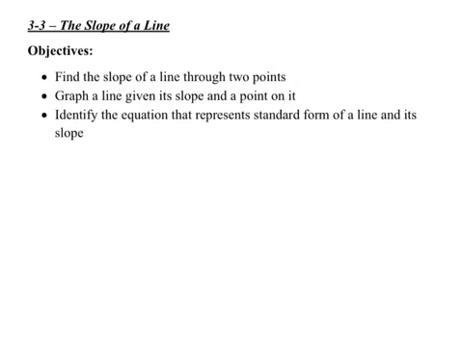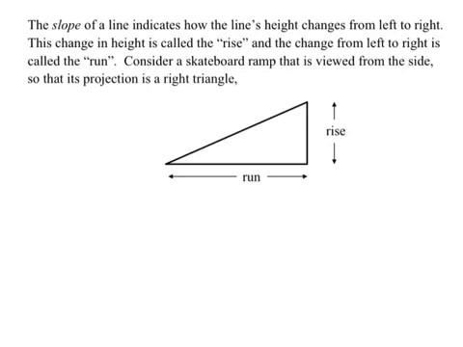Section 3.3 is the slope of a line. The three objectives are to find the slope of a line through 2 points, to graph a line given its slope and a point on it, and to identify the equation that represents the standard form of a line and its slope. First, we need to define the term slope.